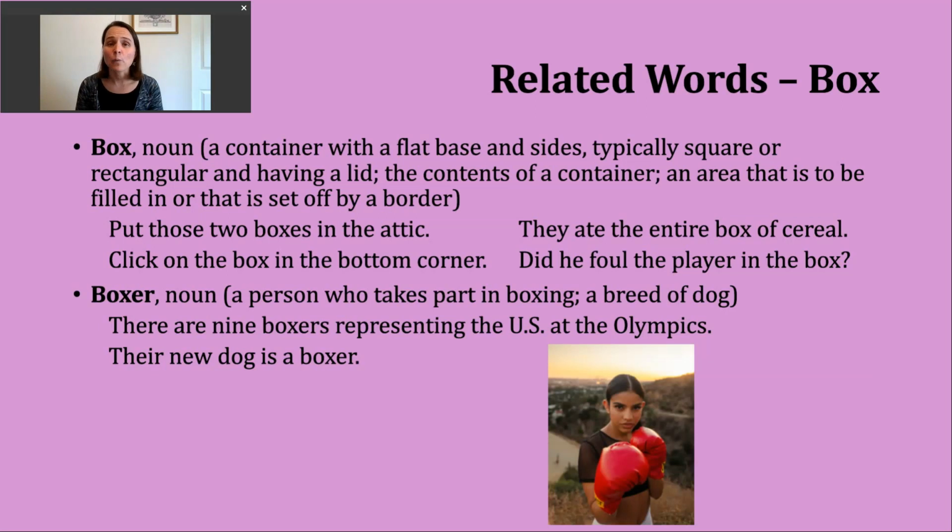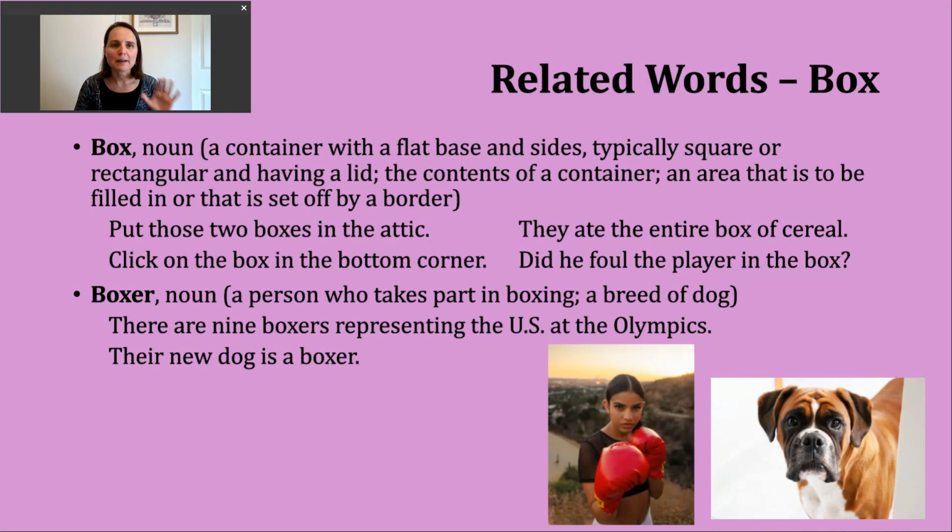There is a second way to use the noun boxer, and it has a completely different meaning. It refers to a breed or a type of dog. I have an example sentence, their new dog is a boxer. And I have to tell you, I am not an expert when it comes to animals, but I've tried to find a picture I'm fairly confident represents or looks like a boxer. And you can see that in the bottom corner of the screen.